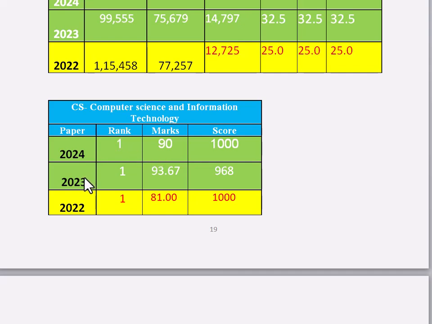Next, coming to the All India or the national first rank marks and score. In 2024, the first rank candidate's maximum marks were 90 and his score is 1000. And in 2023, first rank marks are 93.67 and the score is 968. And in 2022, the first rank candidate's marks were 81 and the score is 1000.